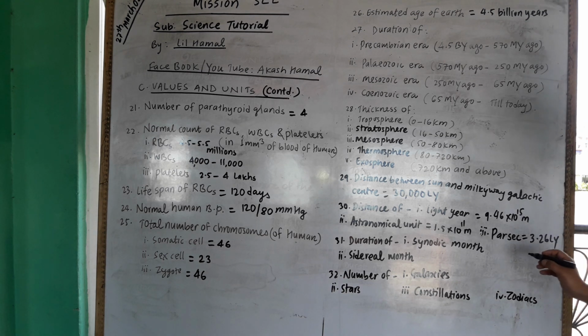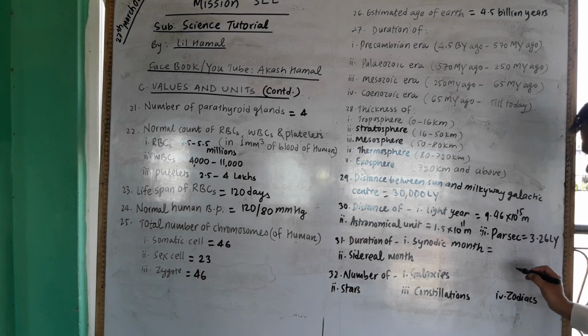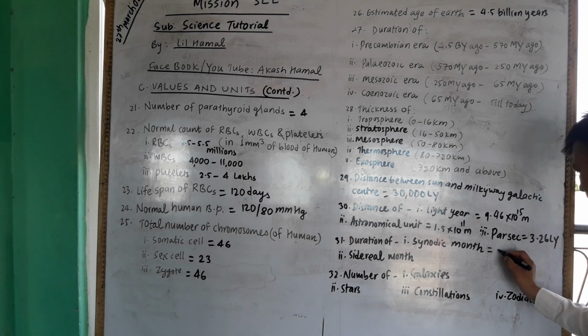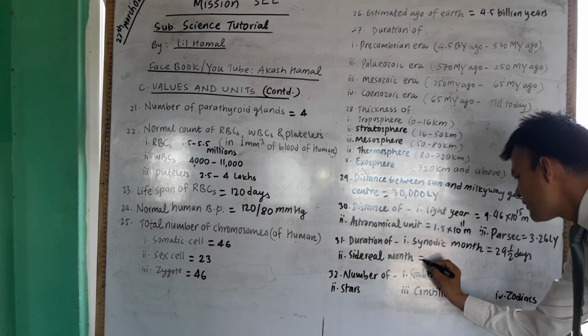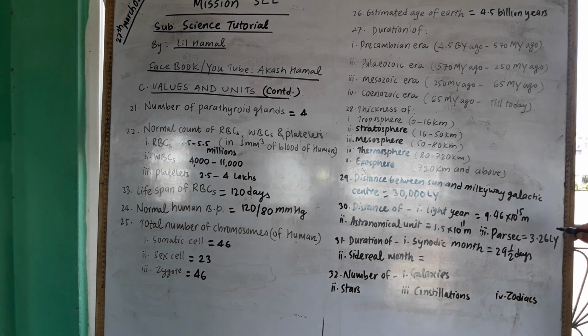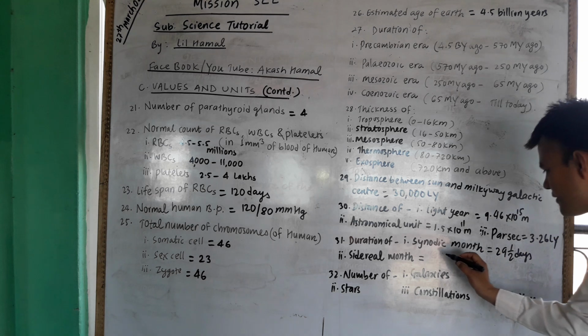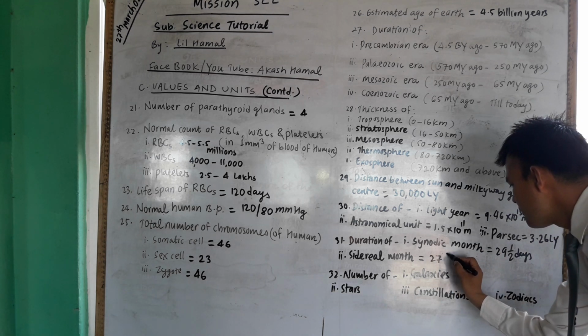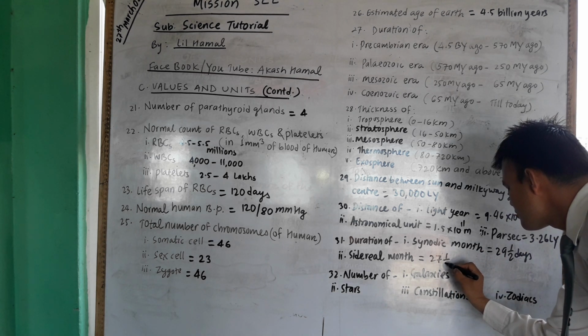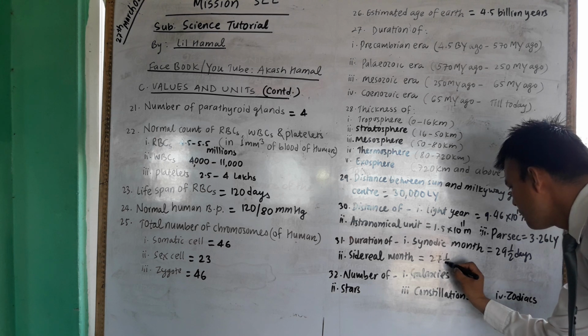The duration of the synodic month, the time taken by the moon to revolve around the Earth, is 29 and 1 by 2 days. And the sidereal month, the time taken by the moon to rotate about its axis, is equal to 27 and 1 by 3 days.